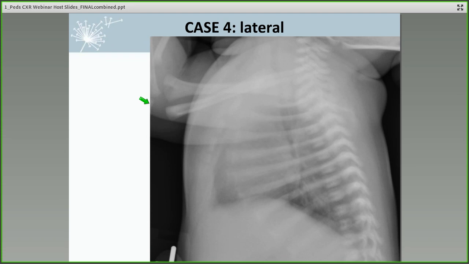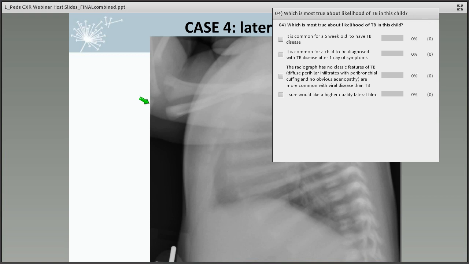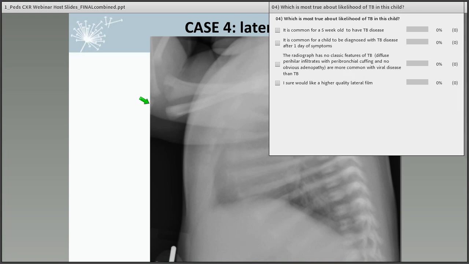So this polling question is wordy, and so it'll take a minute to look at it. Which is most true about the likelihood of TB in this child? And again, this one, you can pick as many choices as you want. I'll be quiet for a minute. So while you're reading and polling, I'll tell you another question my California friends asked. Is this a contact to an infectious case? No. No TB exposure, no TB risk factors in terms of birthplace, travel, suspicious contact, nothing.